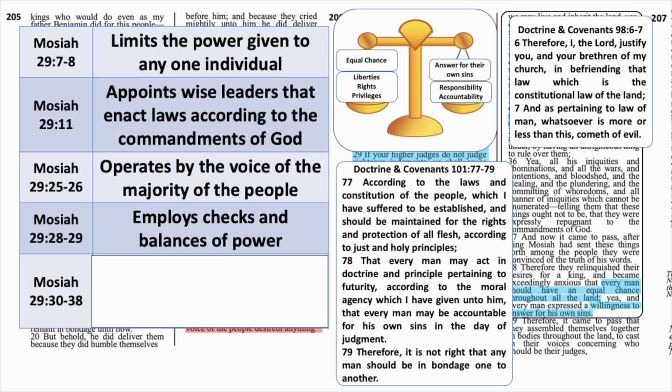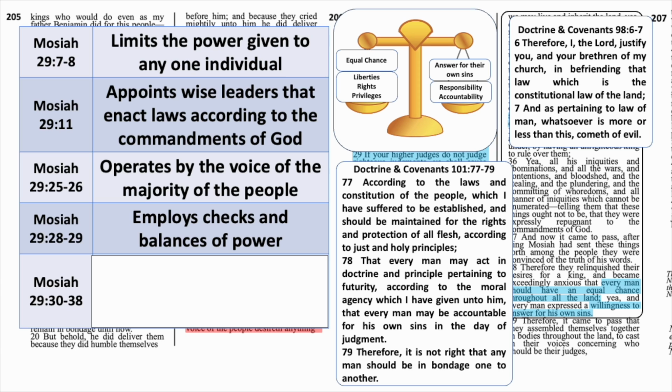Therefore, it is not right that any man should be in bondage one to another. So here God is calling out the problem and immorality of slavery. And why is slavery so wrong? I think that most of us would say because it denies people their rights. And that is very true, right? It's a major reason for why it's wrong.